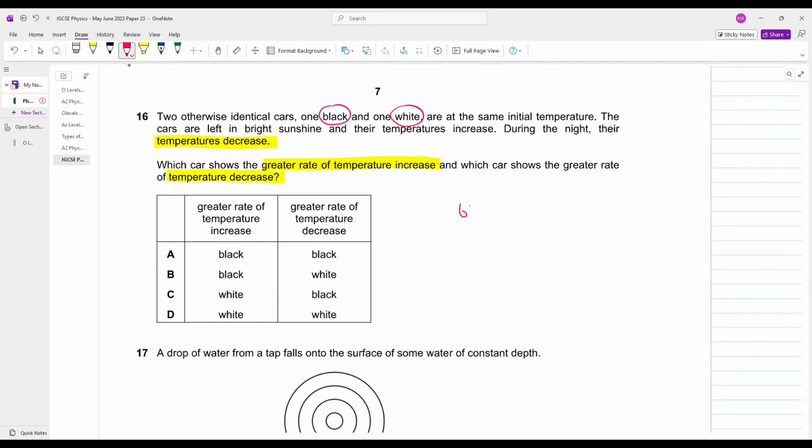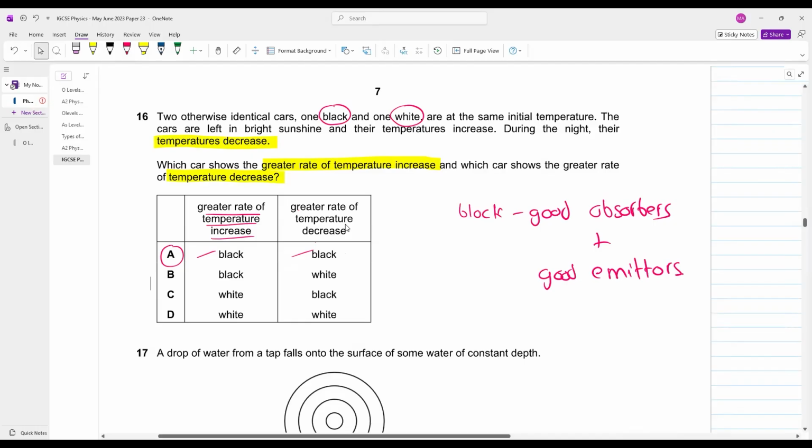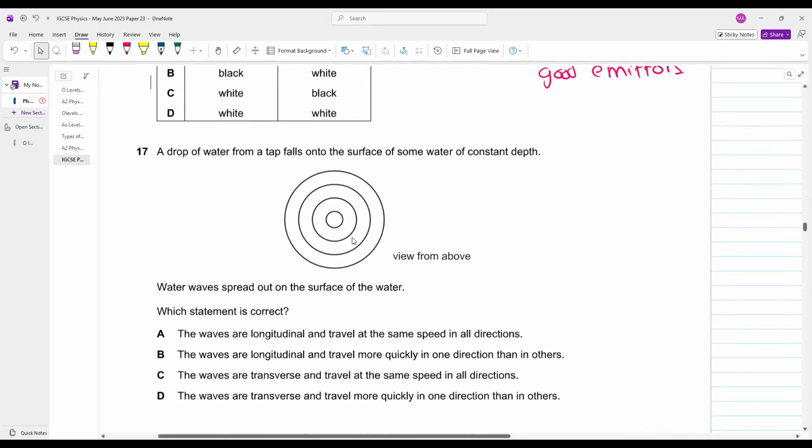Do you remember, black surfaces are good absorbers and good emitters of heat? Yes, you remember this. Black surfaces are good absorbers, good emitters of heat. So in which will the most temperature rise occur? In black surfaces. In which will the most temperature decrease occur? In black surfaces, because they are good absorbers, hence they have a greater temperature increase. Since they are good emitters, they have a greater temperature decrease.